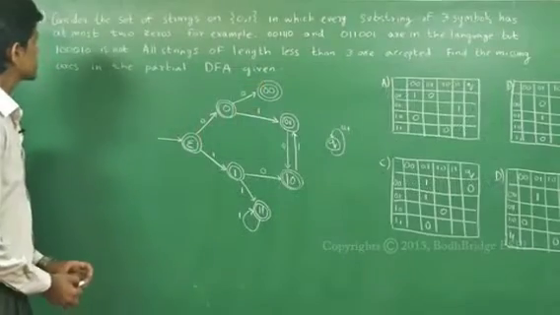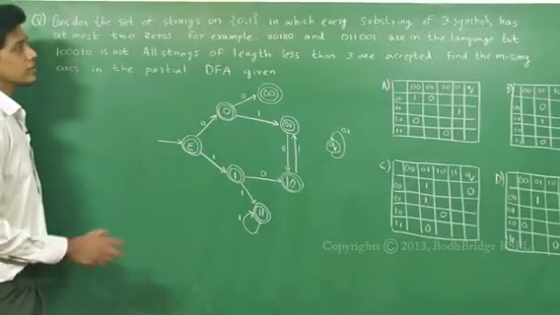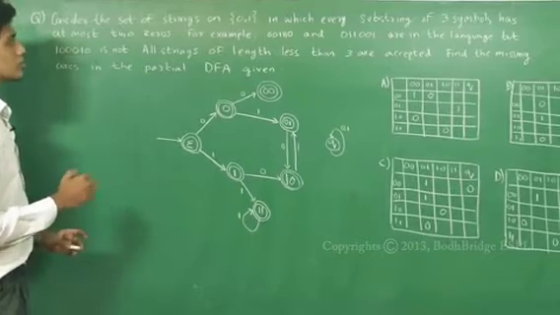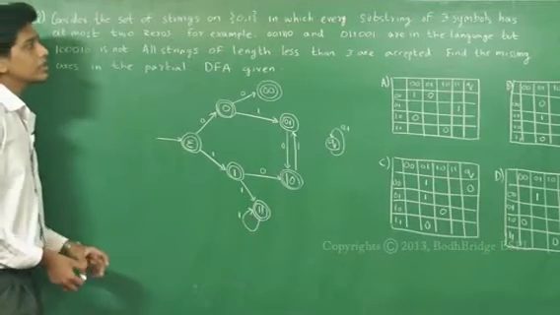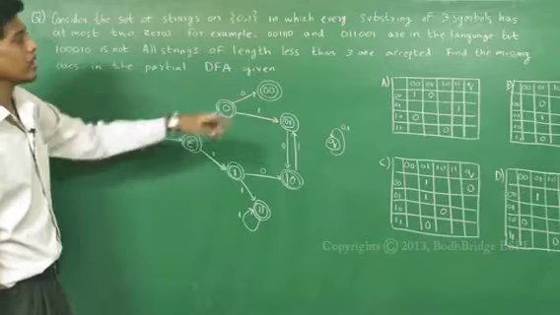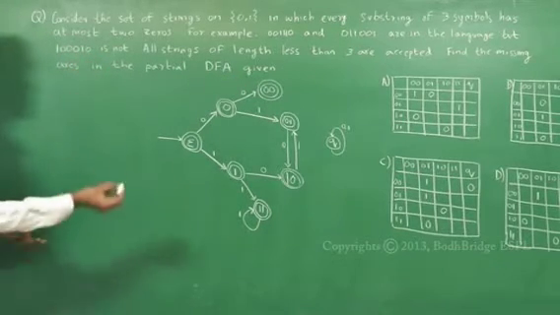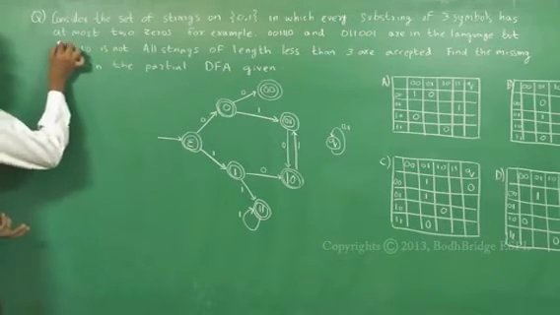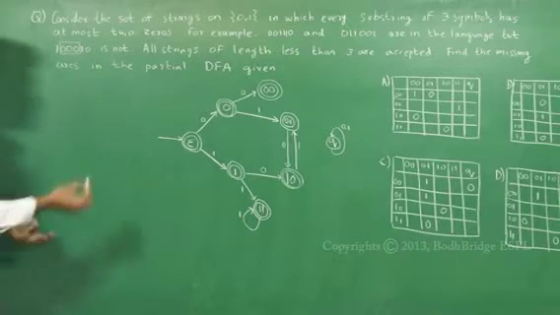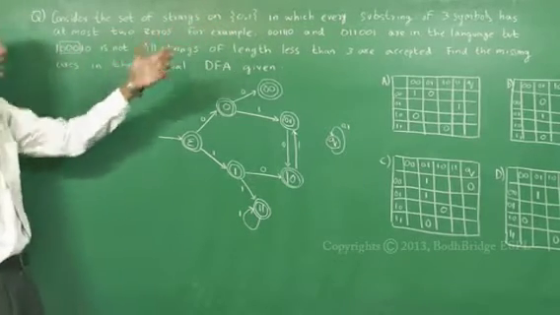The question is, consider the set of strings on 0, 1 in which every substring of 3 symbols has at most 2 zeros. For example, 00110 and 011001 are in the language, but 100010 is not. This is because in the substring of these 3 elements there are 3 zeros. So only at most 2 zeros are allowed in any substring of 3 symbols.